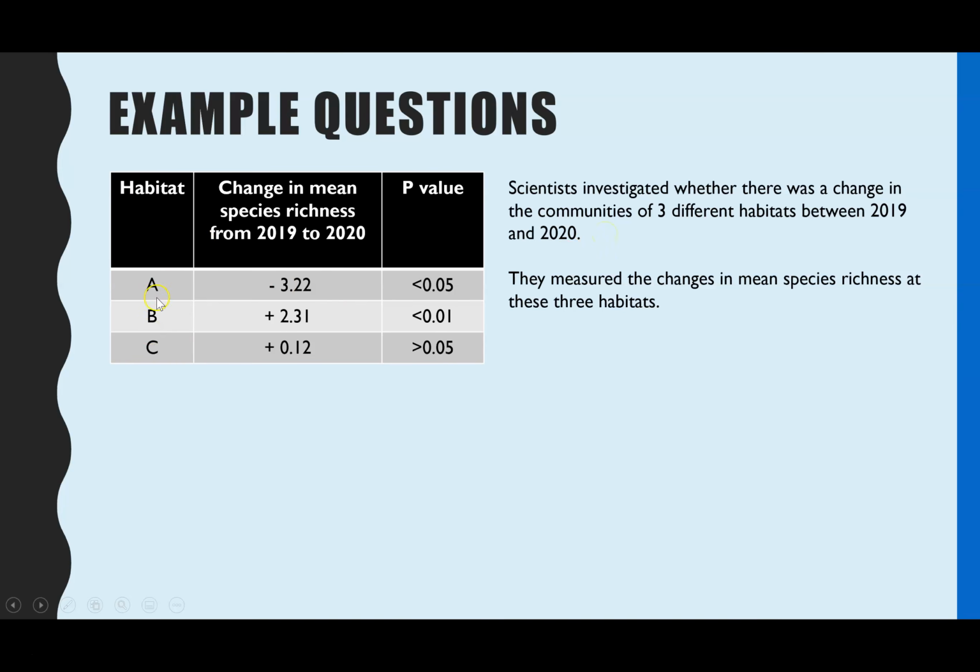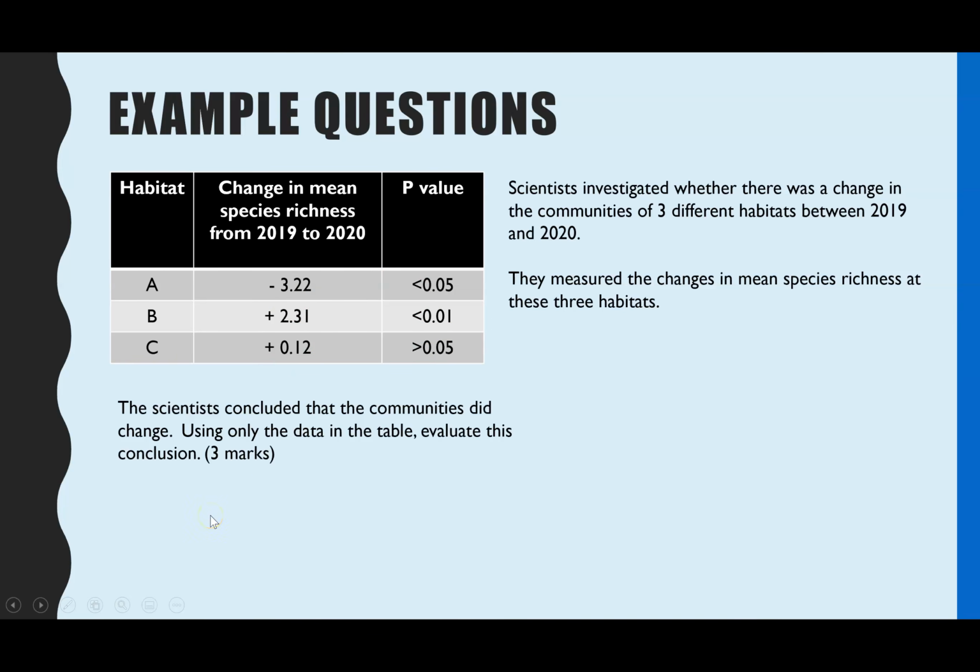We've got our 3 habitats, and the first one we can see we've got a decrease for the change in mean species richness. The other 2, it's an increase. The final thing we've been given is a p-value for each of those. And a p-value tells you the probability that that result is due to chance. So we're going to be using those to work out the answer to this question. The scientists concluded that the communities did change. So that's the conclusion they're giving us. Using only the data in the table, evaluate this conclusion.